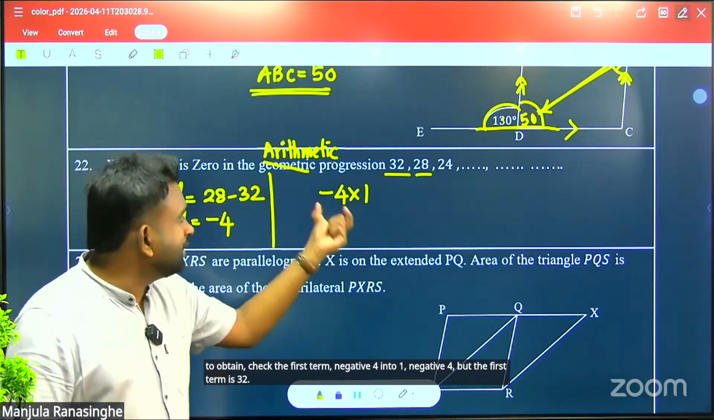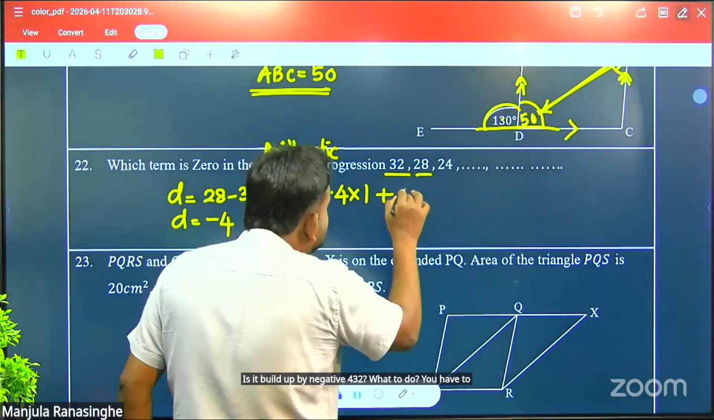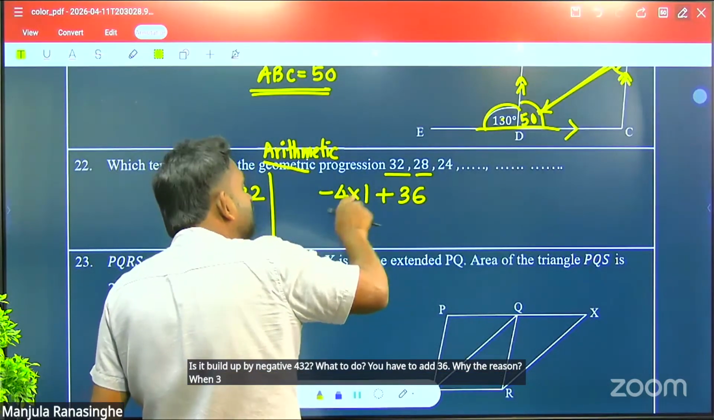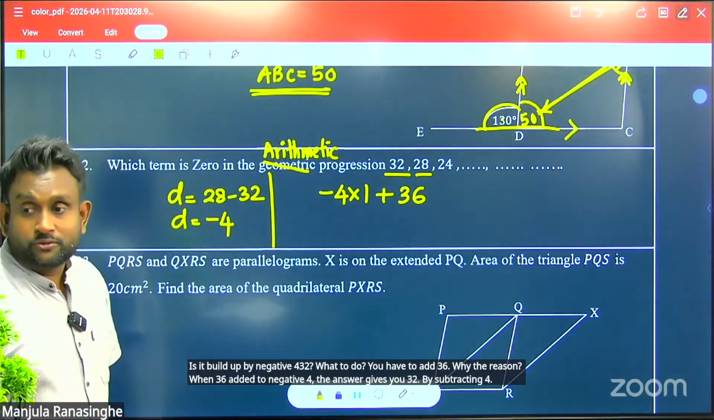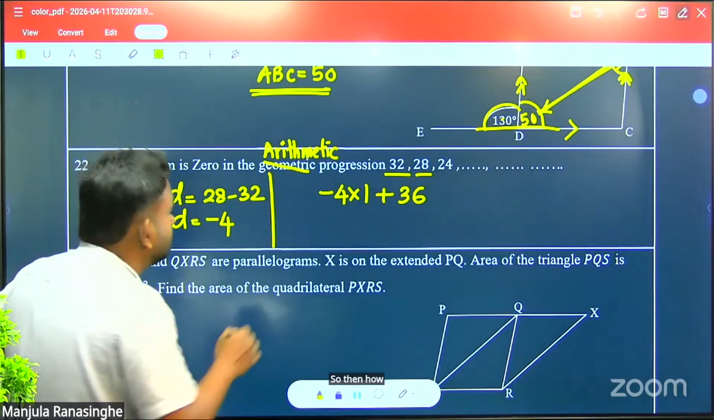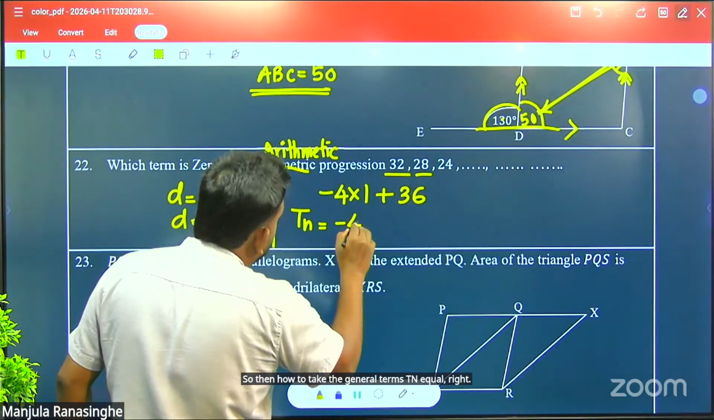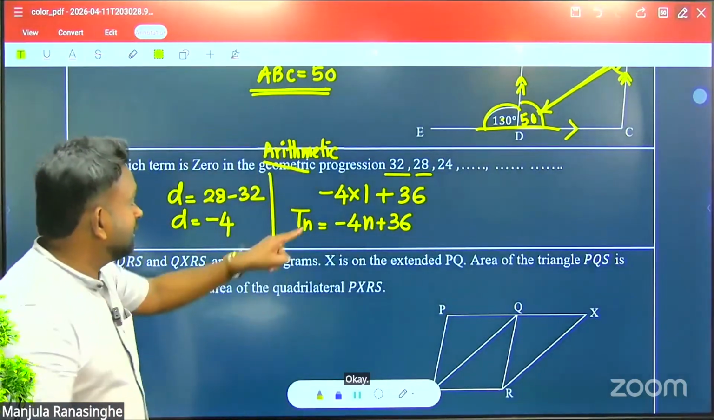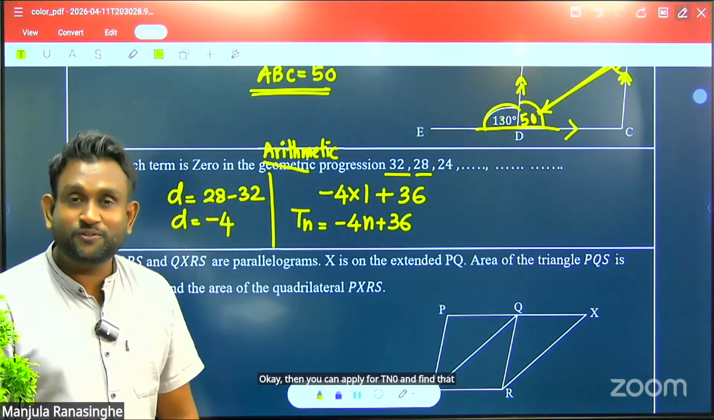Is it built up by -4, 32? What to do? You have to add 36. Why? The reason is that when 36 is added to -4, the answer gives you 32. So then how to take the general term? Tn equals -4n plus 36. Then you can apply Tn = 0 and find it by the knowledge of grade 9.